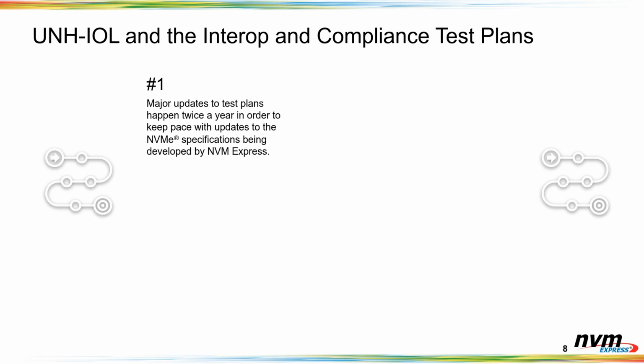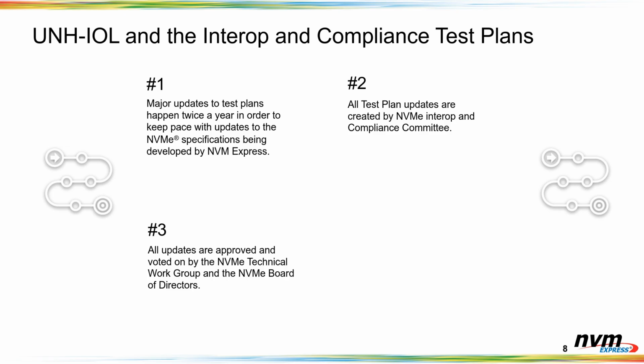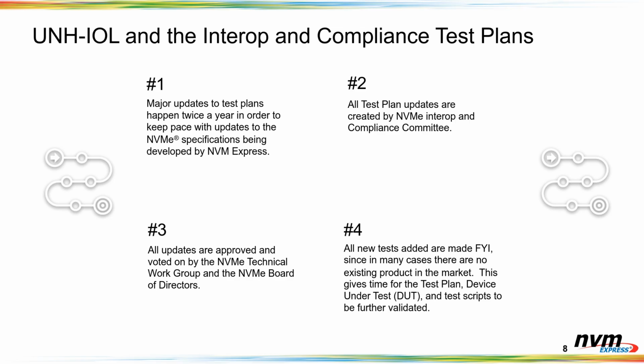For the actual process, there are two major test plan updates each year, and that takes into account the previous 6 months of new features and their associated requirements, which is really looking for the shalls and musts within the new specifications and updates. This work is done within the Interop and Compliance Committee, and then is presented to the wider NVMe technical workgroup for review, just like any other technical proposal or new feature is done for NVMe.